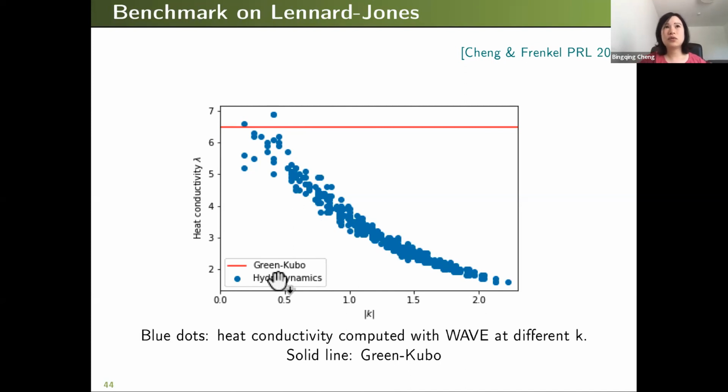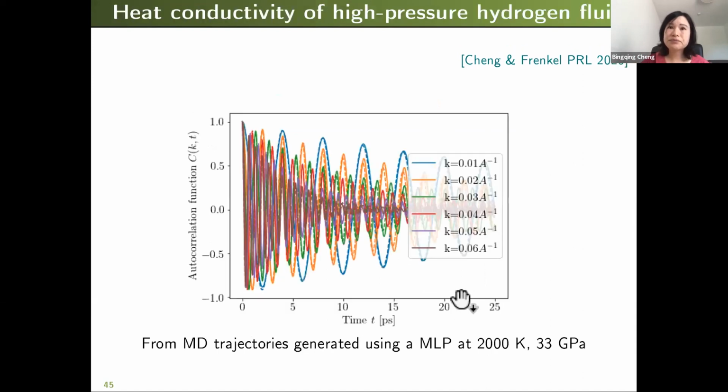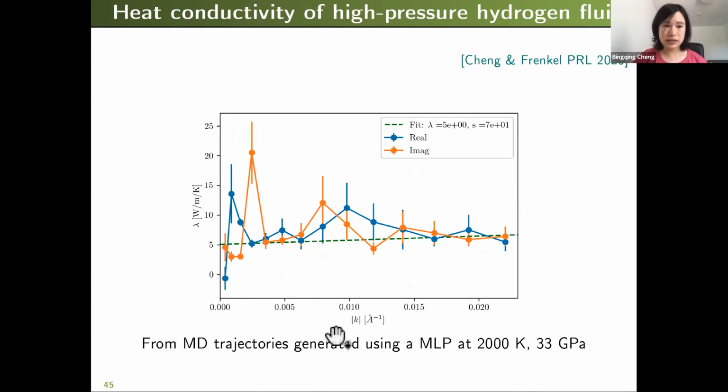We are still working with Lennard-Jones, and for Lennard-Jones, it is still possible to compute the heat conductivity using Green-Kubo. So we can also compare with Green-Kubo results, and they are very consistent for all the conditions that we have considered. But our method only uses the particle coordinates and only uses equilibrium molecular dynamics simulations. And we can use this for more complex systems where Green-Kubo would fail. So for example, we compute the heat conductivity of high pressure hydrogen fluid. And this is described by a many-body machine learning potential. Again, we compute the autocorrelation function of the density waves, and then we fit to the hydrodynamic equation, and then we extract out the heat conductivity.